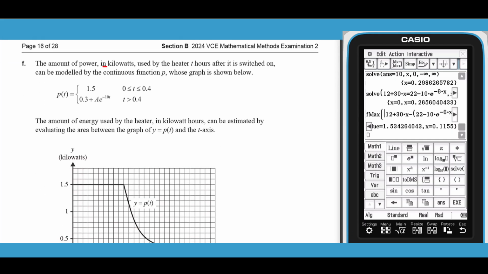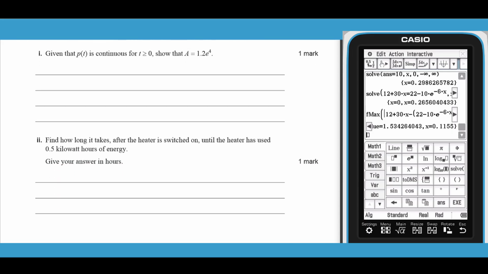Part F introduces a piecewise function for heater energy use over time. Part 1 asks us to show that a equals 1.2 e to the 4, given that the function model p of t is continuous. The continuity of p of t means that at t equals 0.4, 0.3 plus a e to the power of minus 4 equals 1.5. As this is a show that situation, we should include an additional line of working before stating the given result. Something like this, showing the subtraction of 0.3 from both sides, should do the trick.